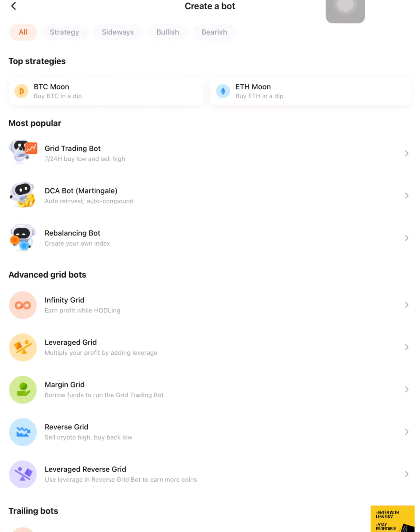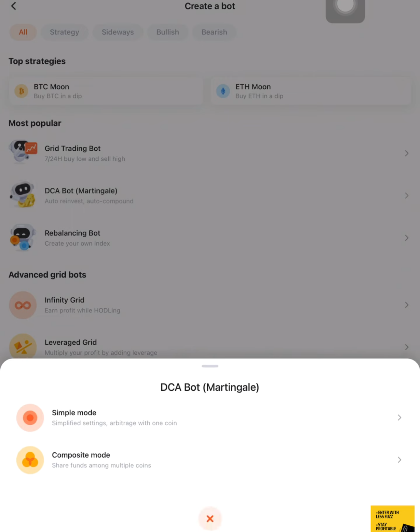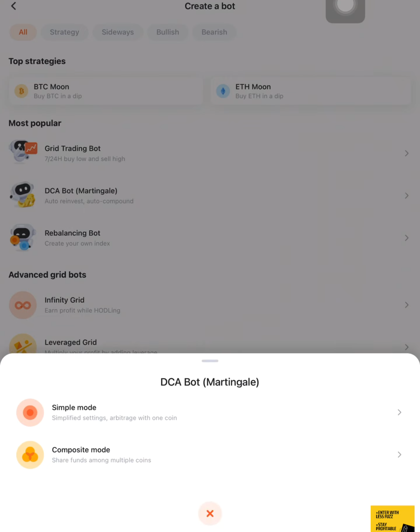When you go to create, there are a lot of strategies that they show. As discussed earlier, we'll be focusing on the DCA bot or the Martingale. The Martingale principle is where you continuously buy as the price drops, in increasing volumes. In other terms, as the price drops, you keep on buying increasing amounts of the particular asset. In this case, let's think it's Ethereum.